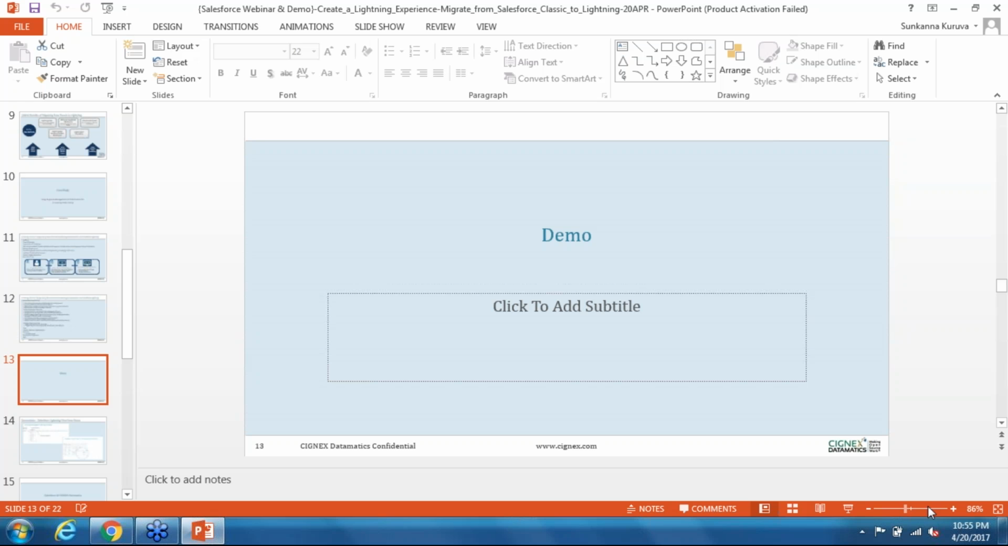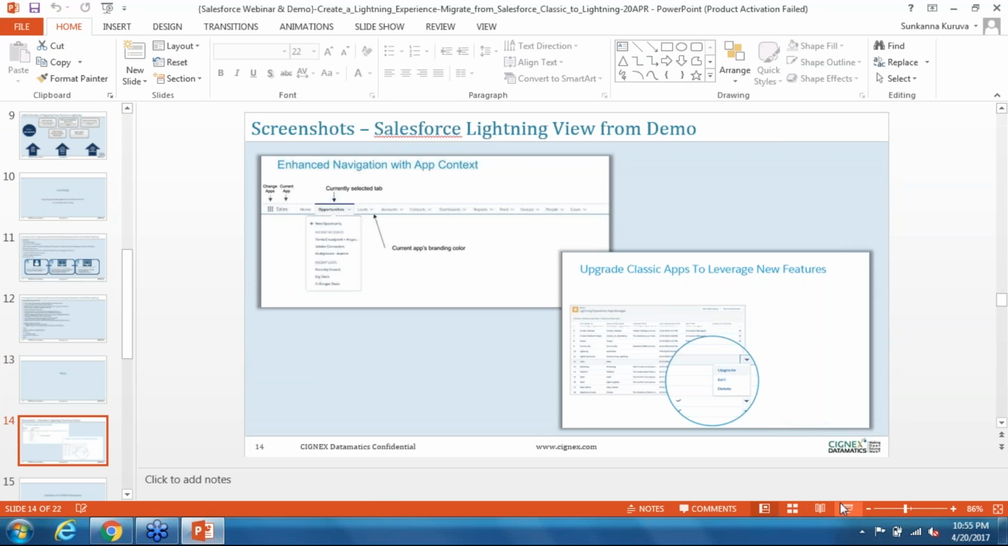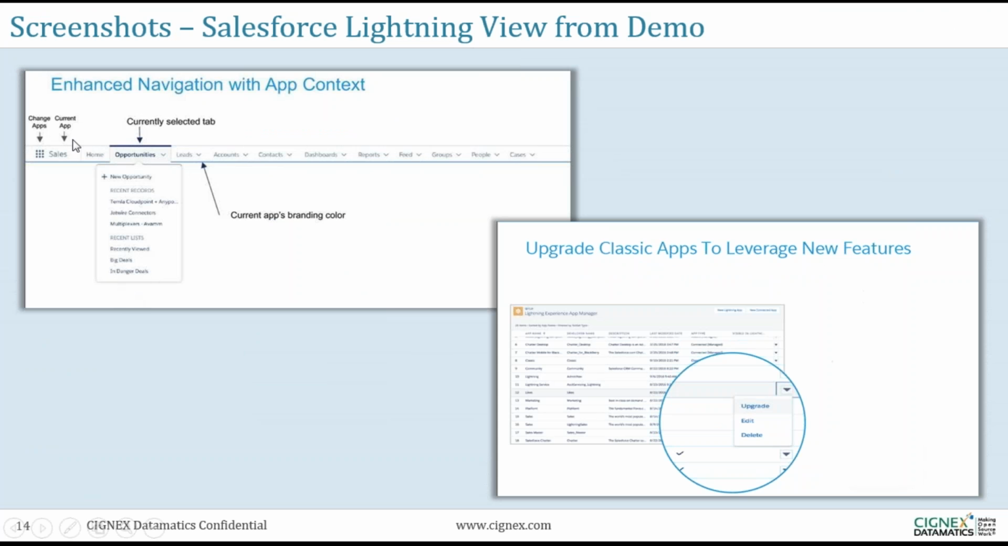Going back to the presentation, this is a demo of how exactly Lightning would look and feel. I'm just presenting a pictorial on how exactly you can enhance. These are the apps. This is your current app. This is your current section table. How do you upgrade using App Manager?